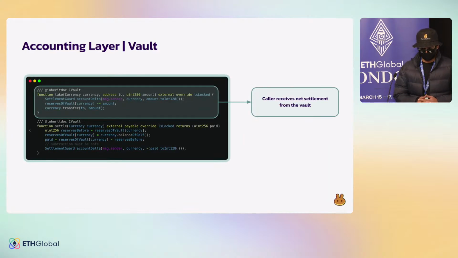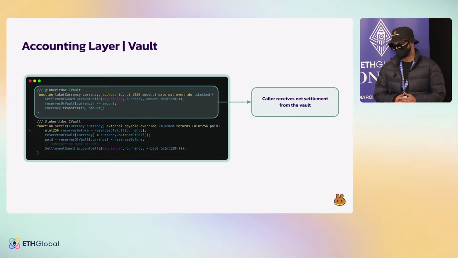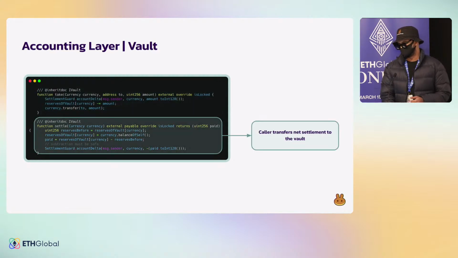So the next one is essentially how the transaction happens between the vault and the caller. There are two key methods: one is take and the other one is settle. The take is used by the caller to receive the net settlement from the vault, while the settle is used by the caller to transfer the net settlement to the vault.